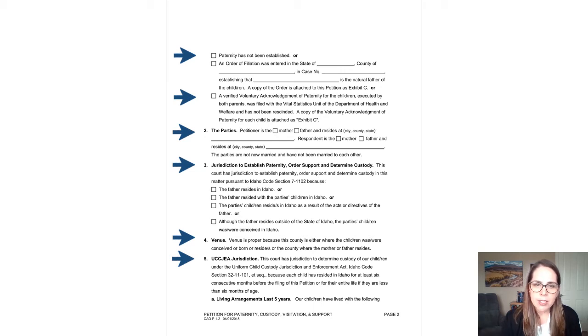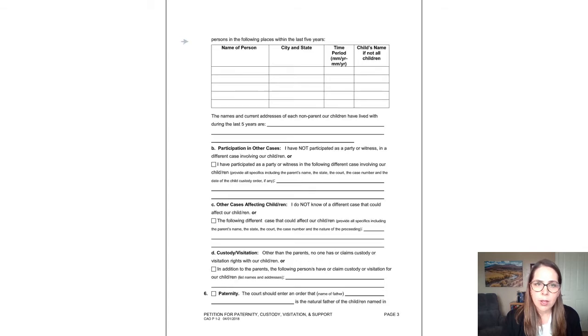Here on section 5A, it's going to start on the top of page 3, where you're going to list the persons and places where the children have resided in the last 5 years. Generally, this is mom and dad. If your situation is different, please explain it here.